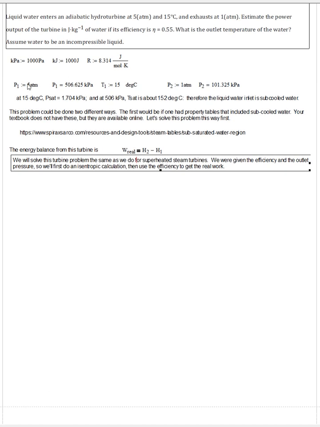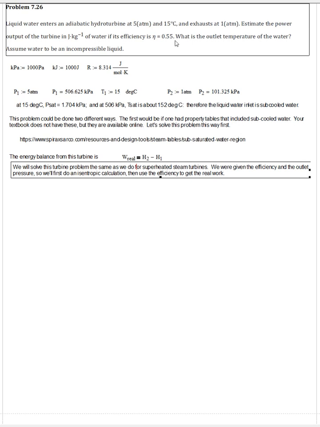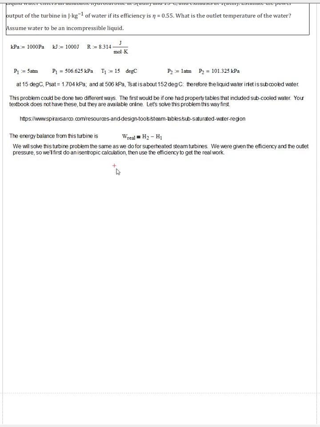We're told the inlet temperature and pressure. We're only given the outlet pressure, but remember we're given the efficiency. So we're going to do this just like we do other turbine or compressor or pump problems in chapter 7, where we're given the efficiency, and so the first thing we'll do is this isentropic calculation, and then we'll use the efficiency to get the real work, and then if we need to calculate the outlet temperature, which we do, we can use that information to back calculate the temperature.